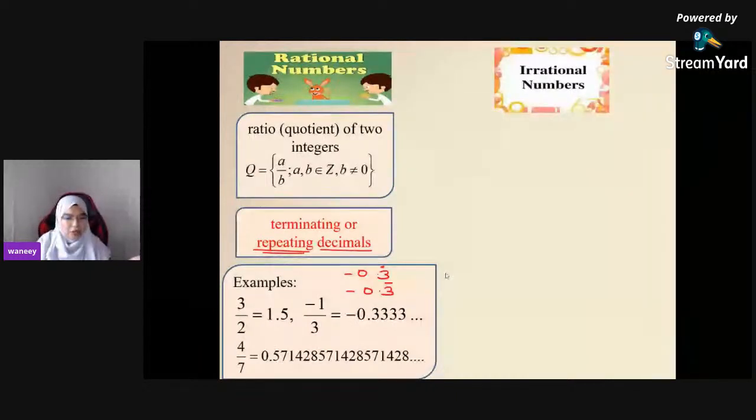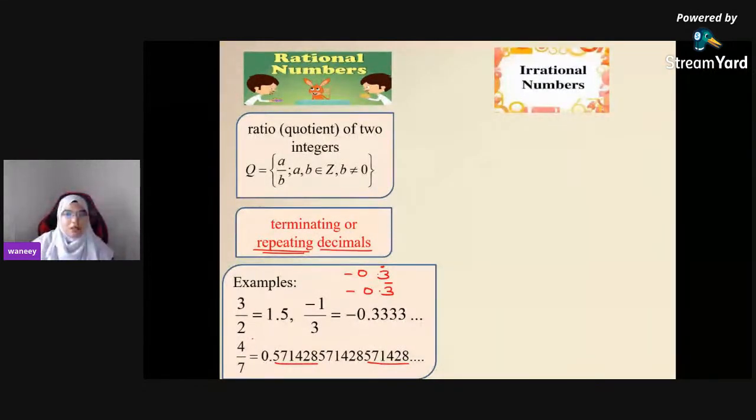Oh, by the way, this one, 4/7, as you can see, 0.571428. So 571428, 571428, 571428. So we keep on repeating the same number. So again, this one must be a rational number. So we can easily see them from fraction, but sometimes you don't have a fraction. So sometimes you do have something with decimal, so you can easily see them using decimal as well.